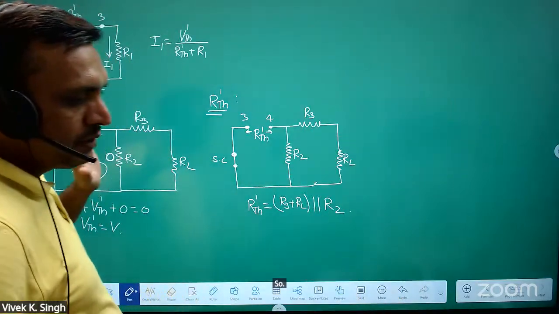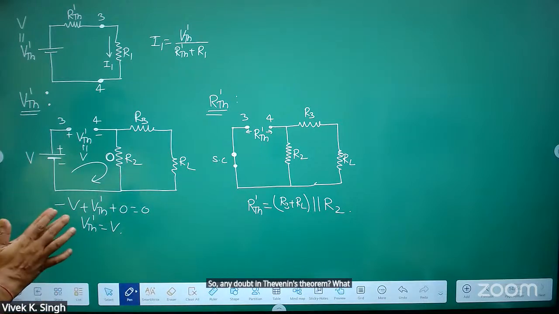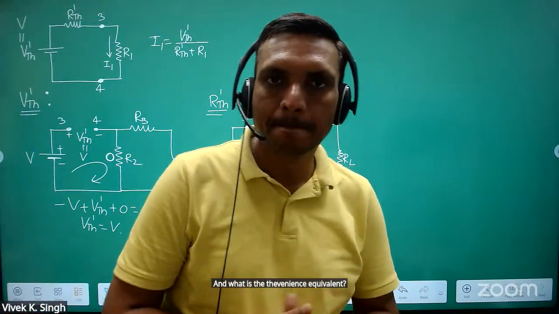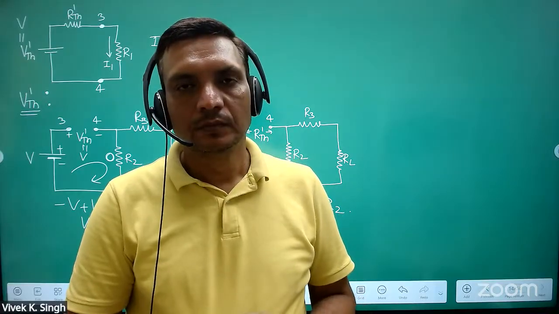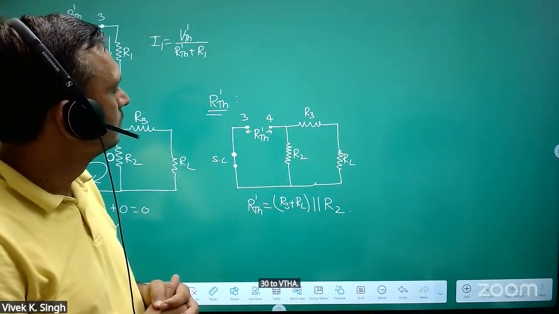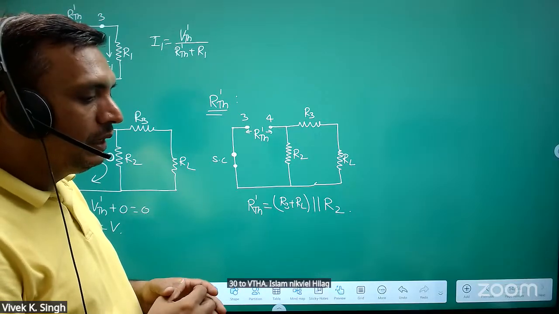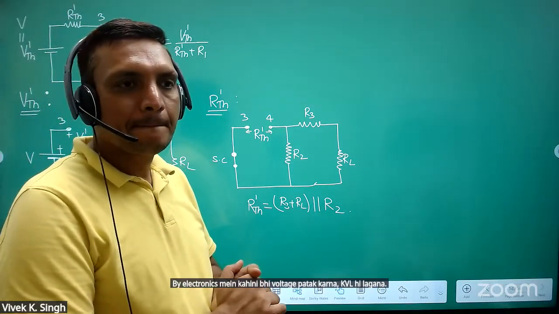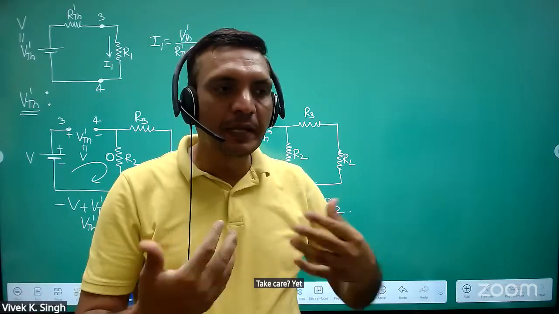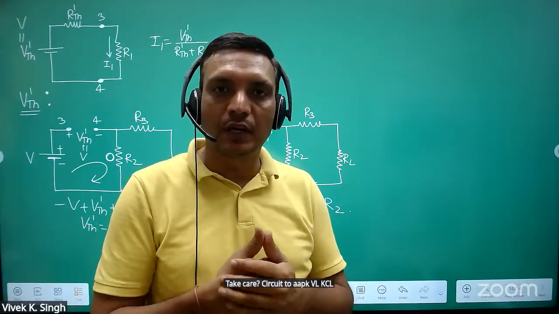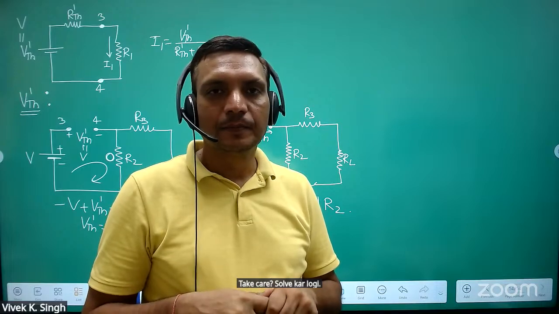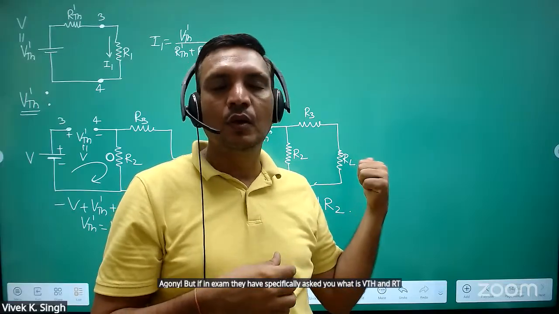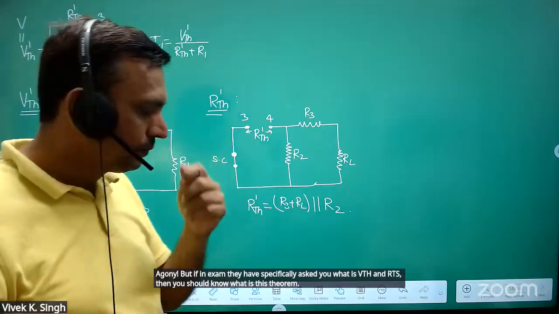So any doubt in Thevenin's theorem? What is VTH? What is RTH? And what is the Thevenin's equivalent? Sir, for this VTH, we have to apply KVL only, right? Meaning, anywhere in electronics, to find voltage we have to apply KVL only, right? Okay sir. I am telling you different methods; you can solve the circuit with KVL and KCL only, right? Yes sir. But if in exam they have specifically asked you what is VTH and RTH, then you should know what is this theorem. Okay? Yes, sir. Is it clear?